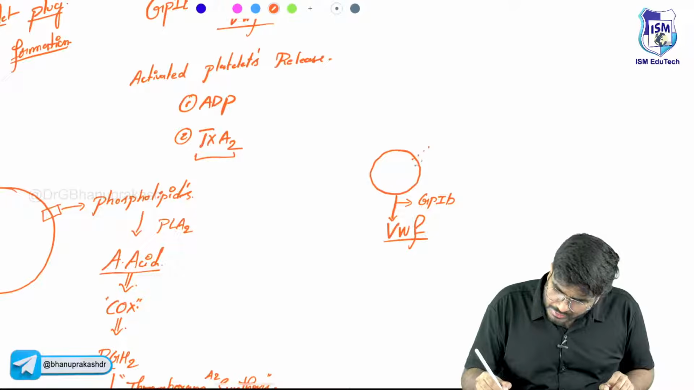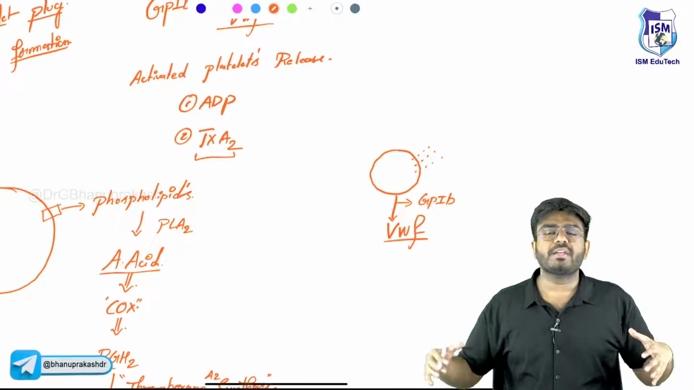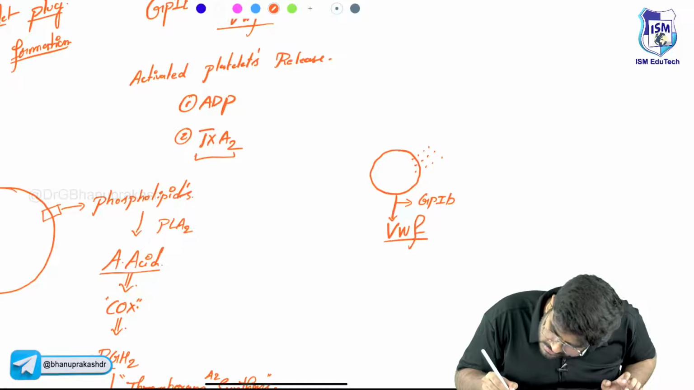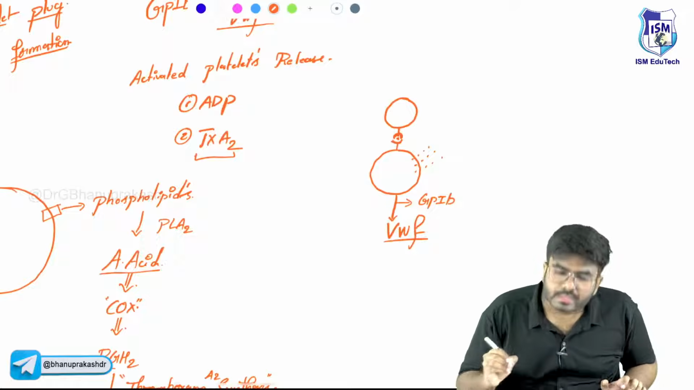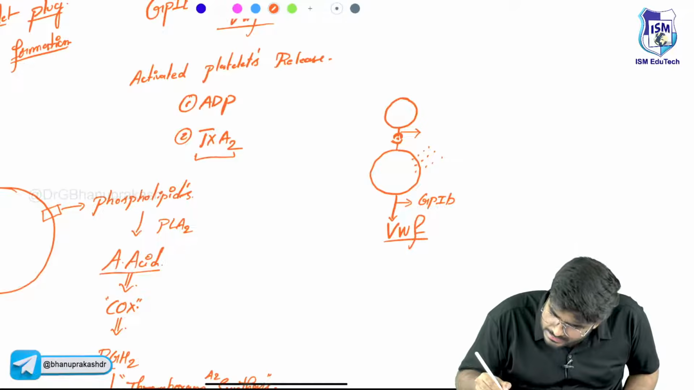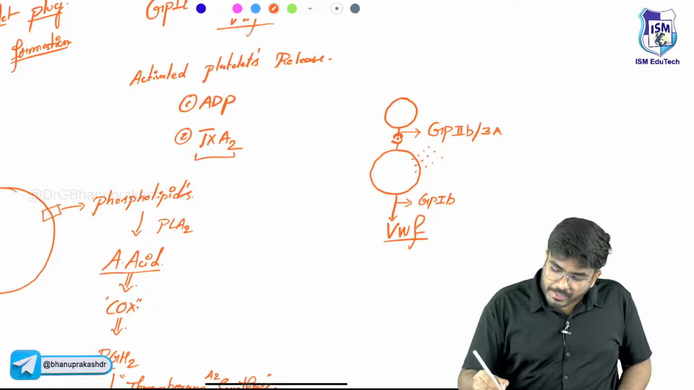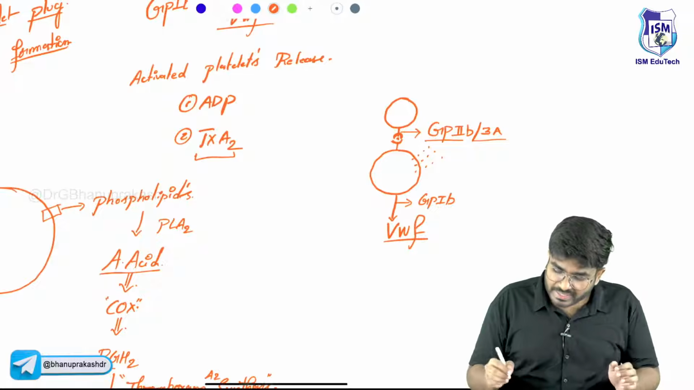Now it is releasing what? ADP. Once it is releasing ADP, multiple platelets are going to come and bind with one another. So this is one platelet, and it is going to bind with this other platelet. This molecule which I am showing here is called GP2B3A. With GP2B3A, one platelet is going to bind with the other platelet. This is called platelet aggregation.